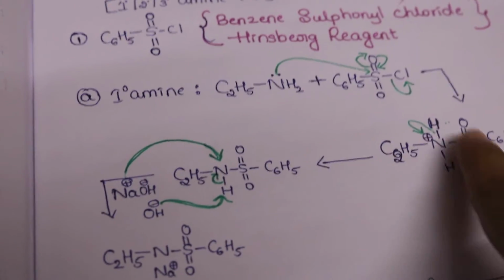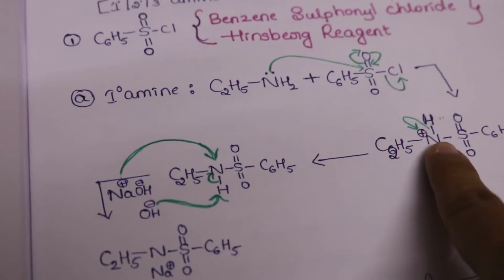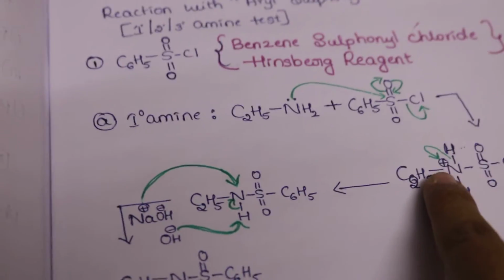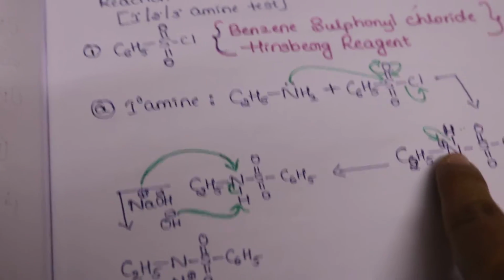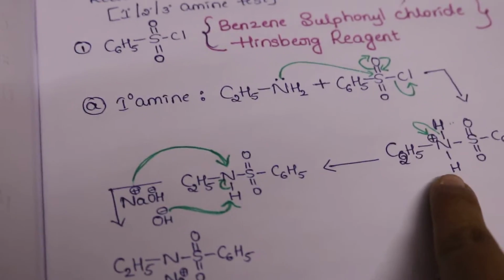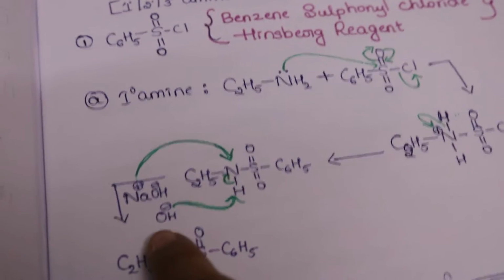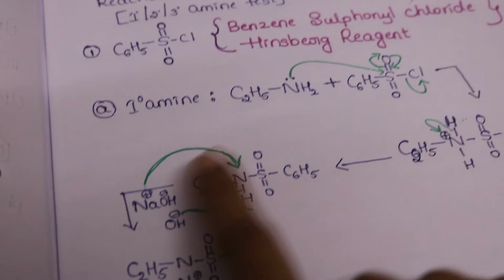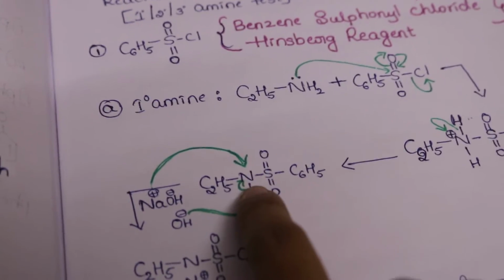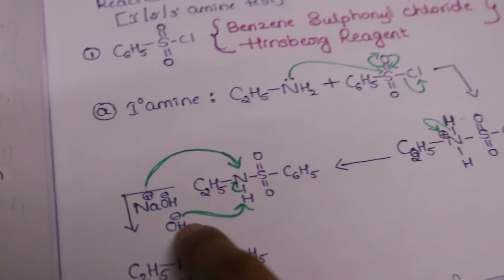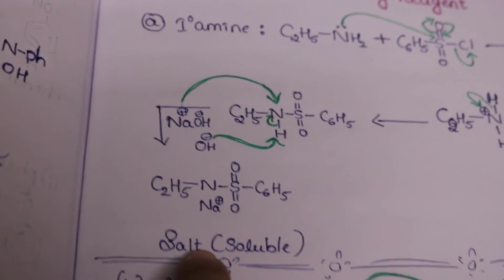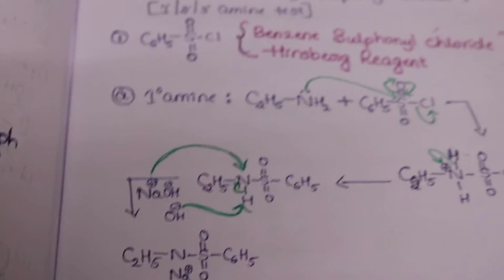Okay, when it is here, this hydrogen will leave the group. It donates lone pair of electron to this nitrogen, where nitrogen became electron deficient. And next, when it is treated with a basic medium, this hydroxyl group, sodium will attach to this nitrogen, and hydroxyl group takes this hydrogen and donates lone pair of electron to this nitrogen to form a salt. That one is a soluble salt.